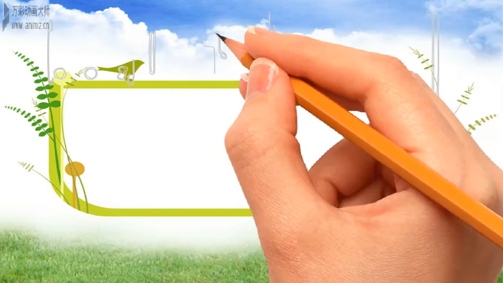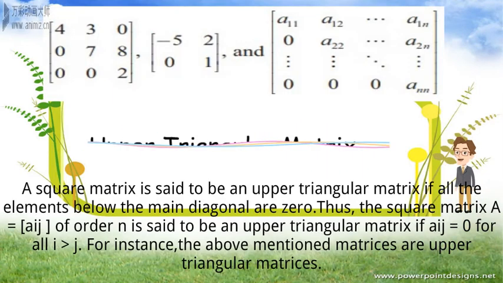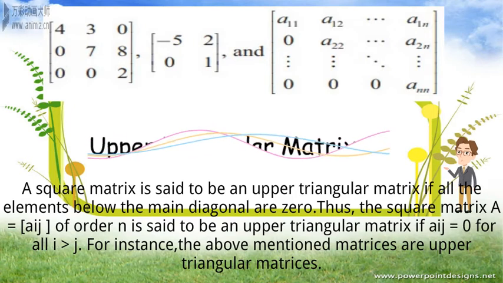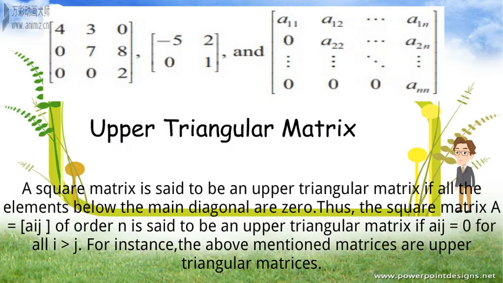A square matrix is said to be an upper triangular matrix if all the elements below the main diagonal are 0. Thus, the square matrix [aij] of order n is said to be an upper triangular matrix if aij = 0 for all i > j. For instance, the above-mentioned matrices are upper triangular matrices.